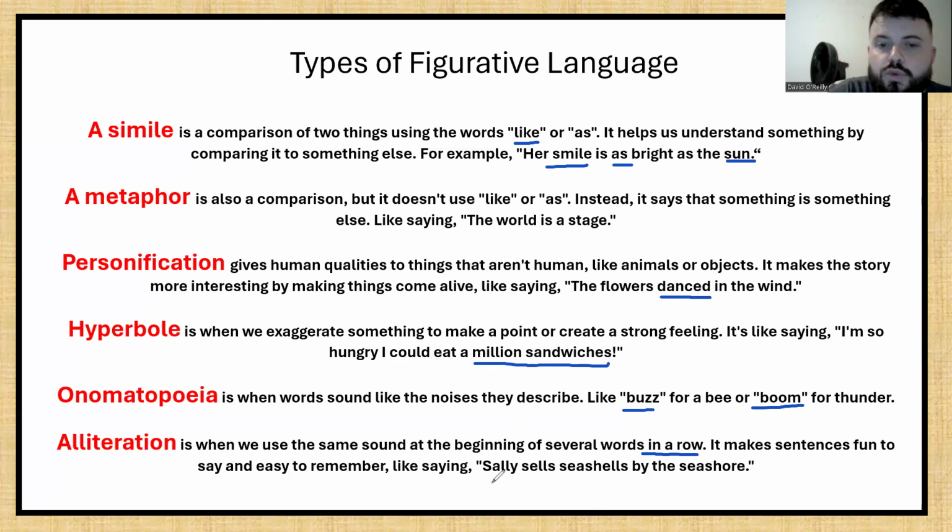Now, we've got the 4 S sounds in that sentence, and they are interrupted by "by" and "the." Okay, so they're not in a row, but these are such small words, okay? They're such small words. They are interrupting it, but this would still count as alliteration because we do have that repetitive S sound, okay? Now let's move on.